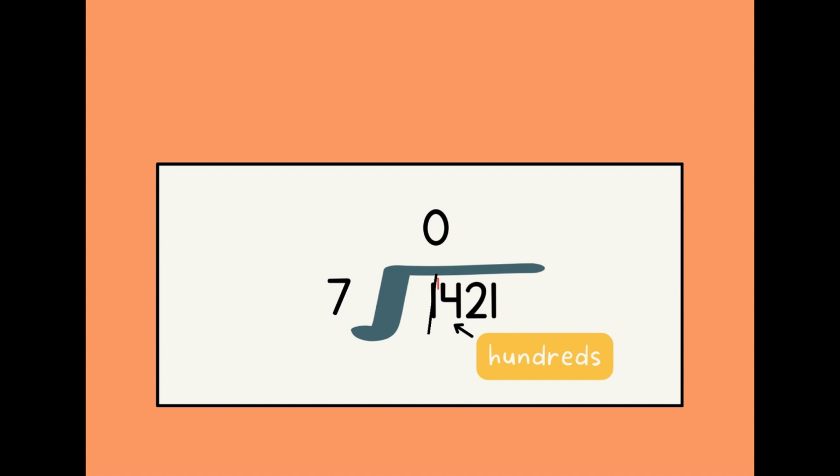How many times does 7 go into 14? 7 goes into 14 2 times, so we put the 2 above the bus stop. We put a line through our 4 since we're done with it and move on to the tens. How many times does 7 go into 2? 7 goes into 2 0 times, so we put a 0 above the bus stop. We put a line through the 2 since we're done with it and we move on to our units.